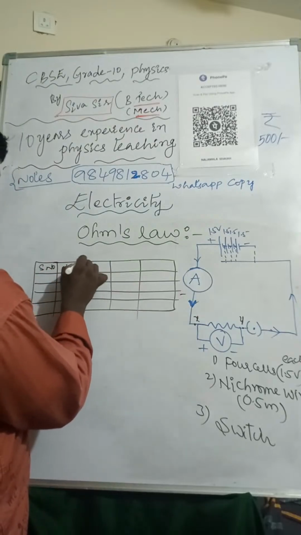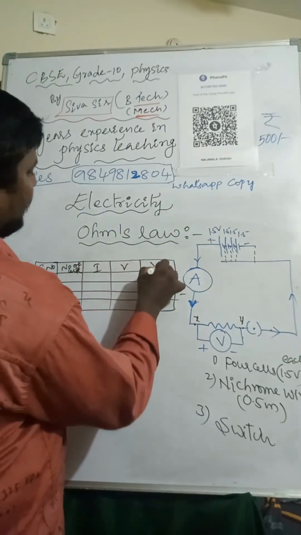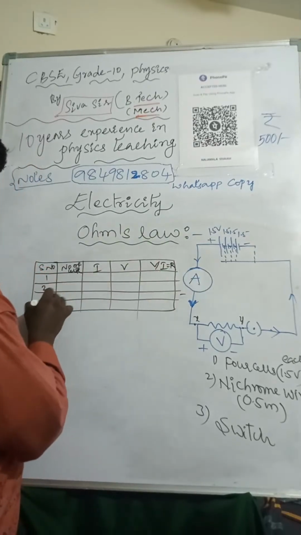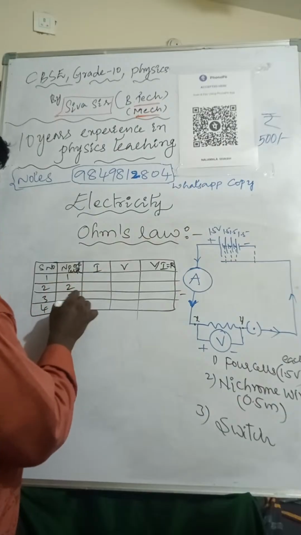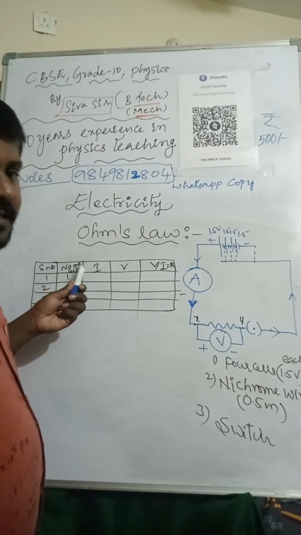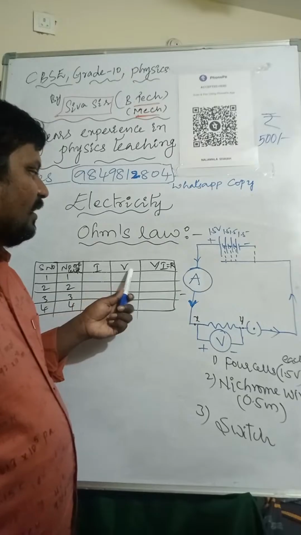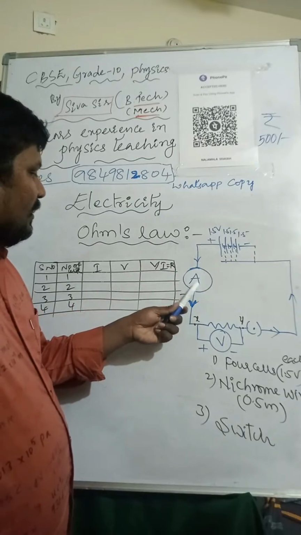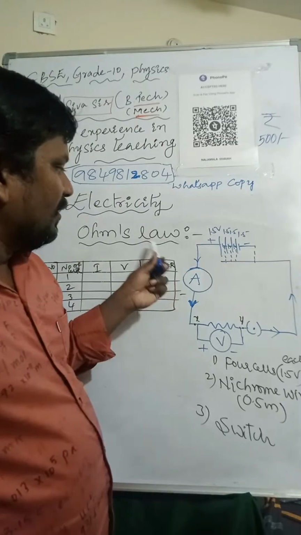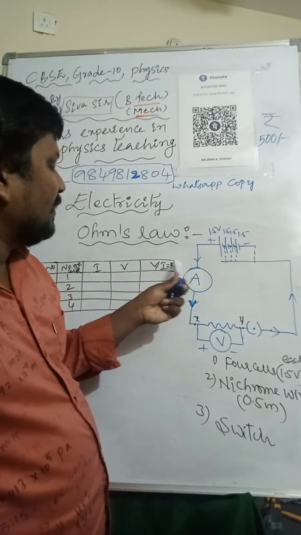Number of cells, ammeter reading, voltmeter reading, and V by I, that is nothing but R. Here you have to take the serial number, the serial number of cells, then the ammeter reading and voltmeter reading. The ammeter reading is the current, and the voltmeter reading is the potential difference. We have to find the constant, that is V by I, which is nothing but R.